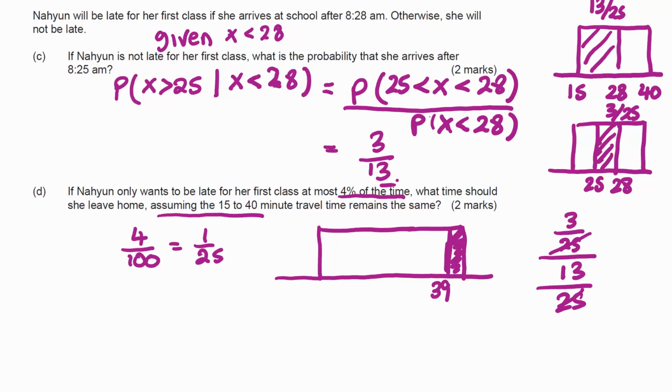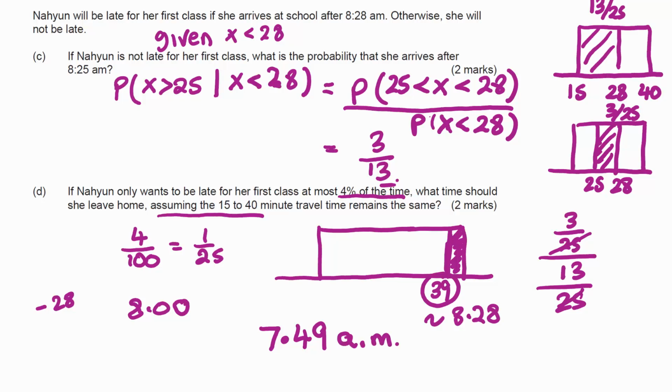So the 39 minutes of travel time needs to equate to being 8:28, which is when the first class starts. So what we're going to need to do is take 39 minutes from 8:28. So to get to 8 o'clock, I've just simply taken off 28 minutes. I still have another 11 minutes to take off, so that would put us at 7:49 a.m.